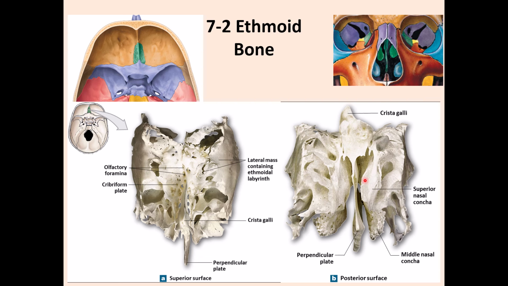Also, you have these masses there, and these are called the superior nasal concha, and this is called the middle nasal concha. Superior, you cannot see it here because it is covered by the nasal bone, but the middle, you can see that. This is called the inferior nasal concha, and this is a separate bone. It's not part of the ethmoid. Once again, it is not part of the ethmoid bone.